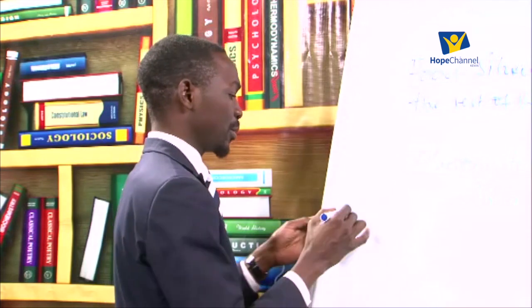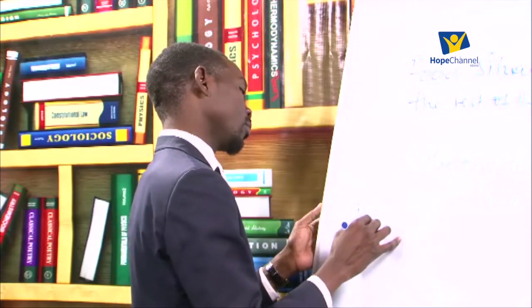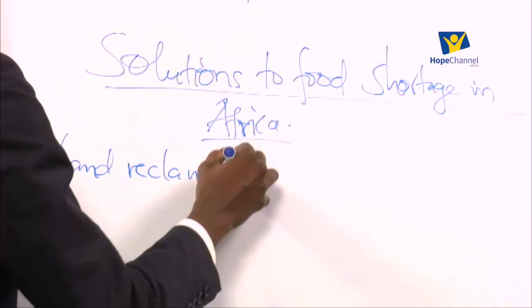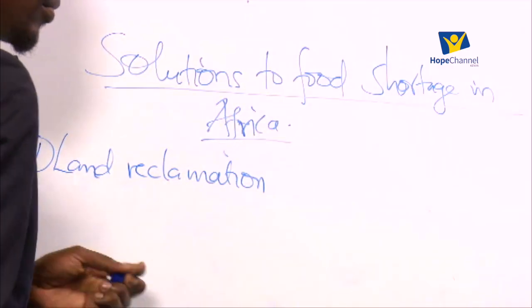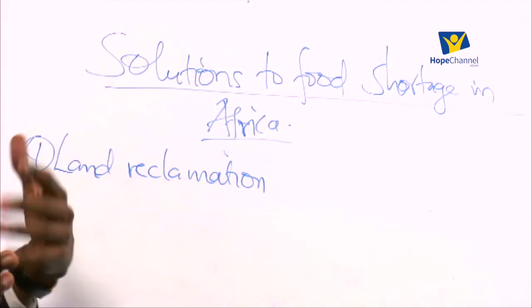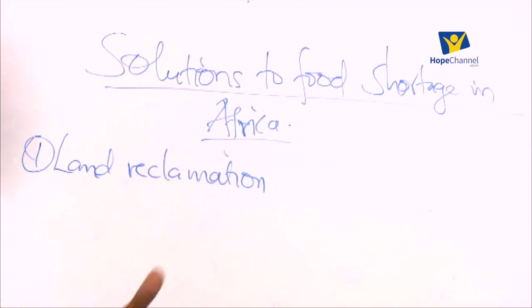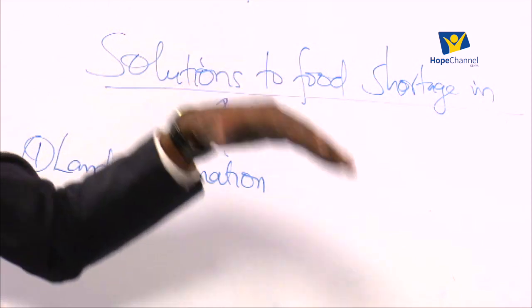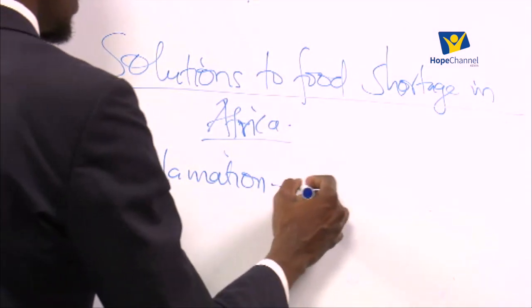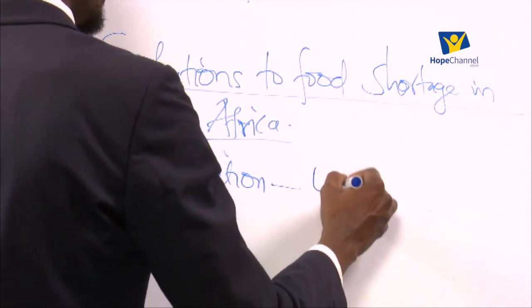solution which the government can do is land reclamation. To reclaim land, for example, we talk about land which was initially productive, and as a result of some human activities, this land became unproductive. That land can be reclaimed. So if it's reclaimed, it can be put under agriculture.